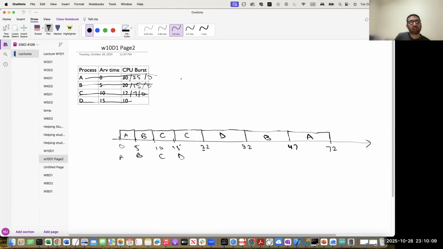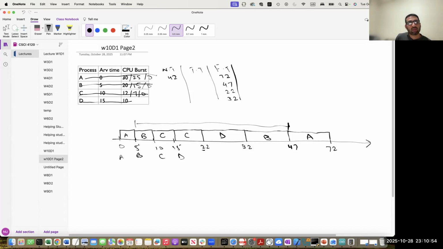Now you can find the wait time, turnaround time, and finish time. Let's start with the easiest one, finish time. A has a finish time of 72, B has 47, C has 22, and D has 32. Now let's do the wait time. A arrives at 0 and waits nothing at first, and then it waits for this time period, 47 minus 5, which is 42.